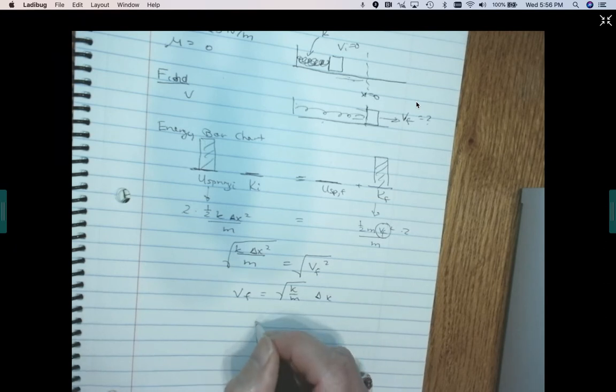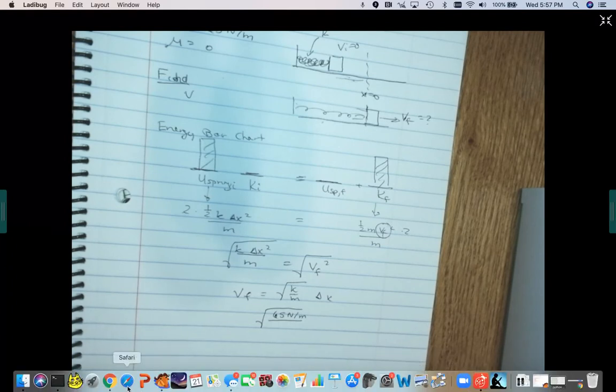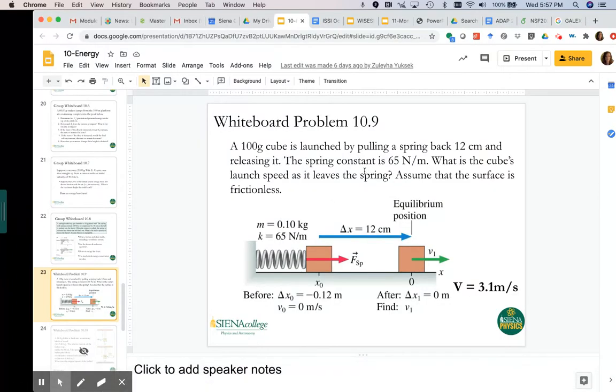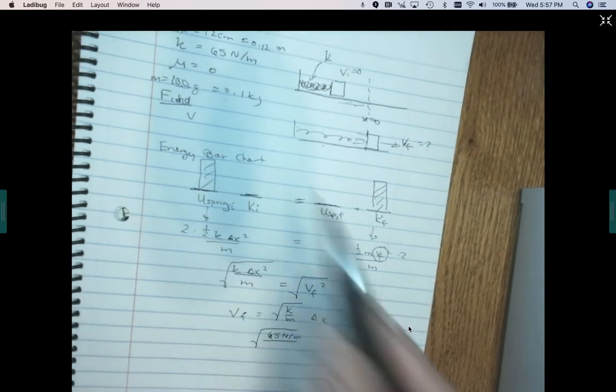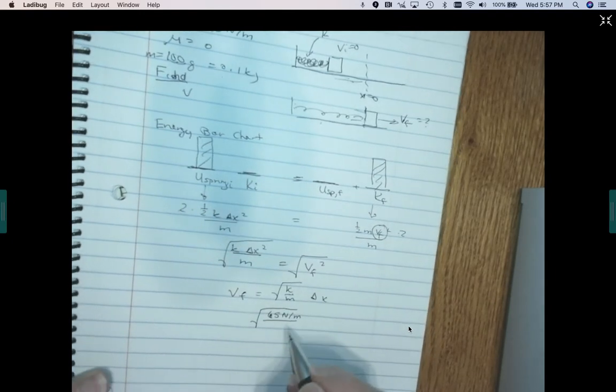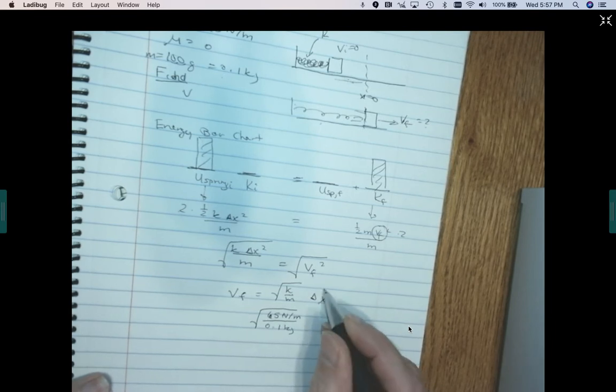Let's plug in our numbers now. K is 65 newtons per meter. My mass, what is my mass? Seems like I forgot to record that. 100 grams is my mass, so that's 0.1 kilograms. Thank you very much. I'll put that back in my givens there. So K is 65, M is 0.1 kilograms, and my delta X is 0.12 meters.